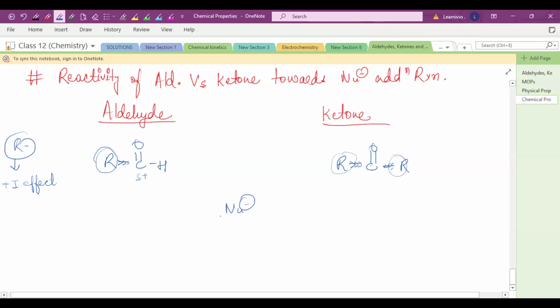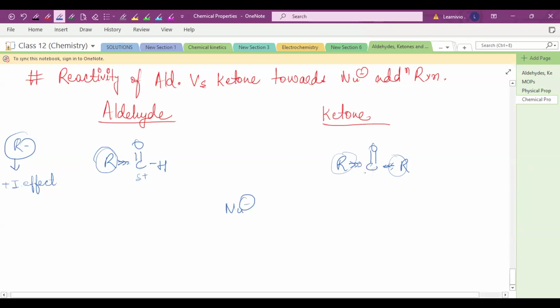Now, what happens if you add the nucleophile? Because the nucleophile is electron rich, it will attack that carbon which is electron deficient, which will be electropositive, right? If there is more alkyl group, there will be more inductive effect, plus I effect, and due to the more plus I effect, the electron density on this carbon will be more.